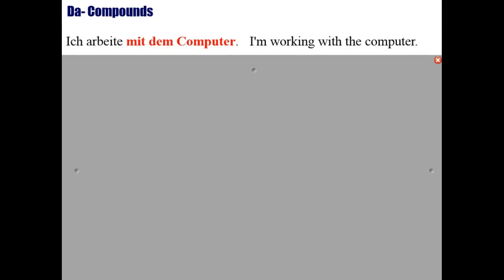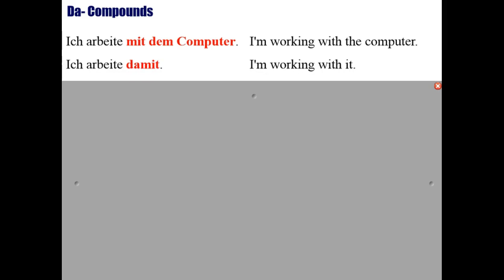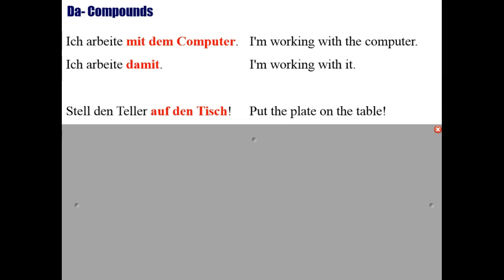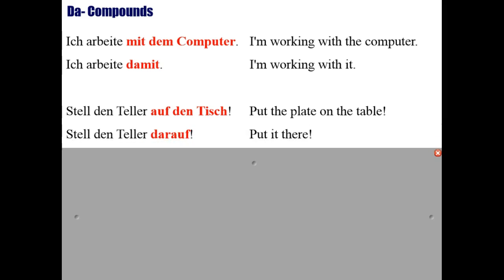Da compounds can look like this. Ich arbeite mit dem Computer. I'm working with the computer. Ich arbeite damit. I'm working with it. So I've removed mit dem Computer and replaced it with a da compound. Ich arbeite damit. Stell den Teller auf den Tisch. Put the plate on the table. I can replace auf den Tisch with a da compound and have stell den Teller darauf. Put it there.